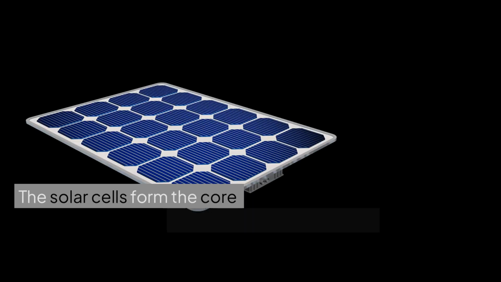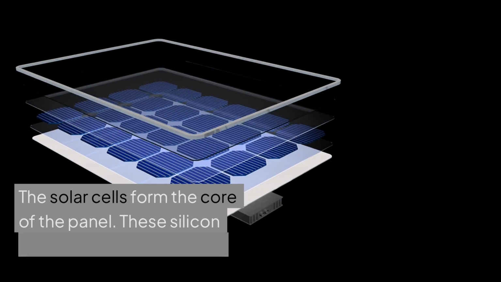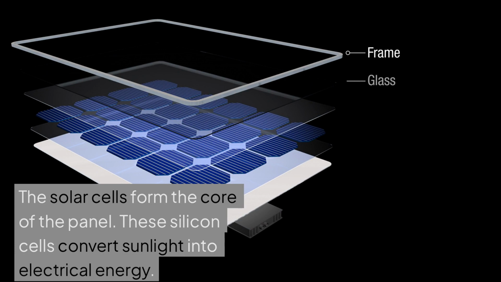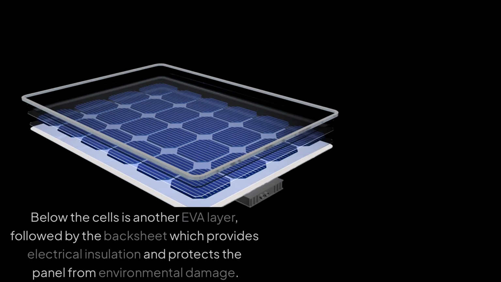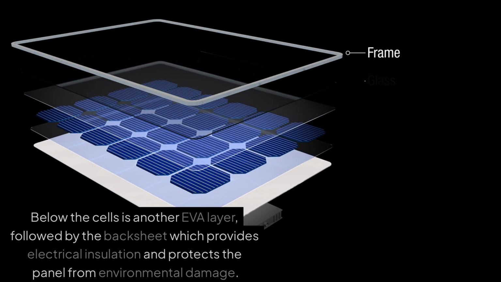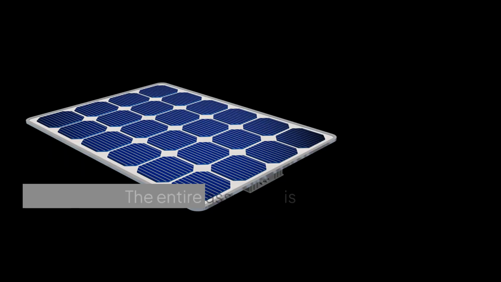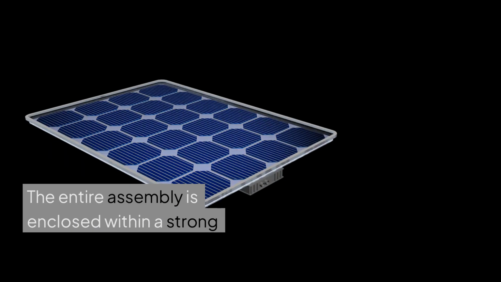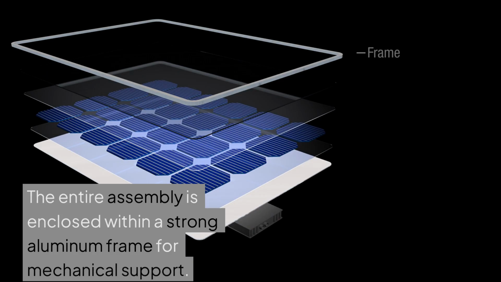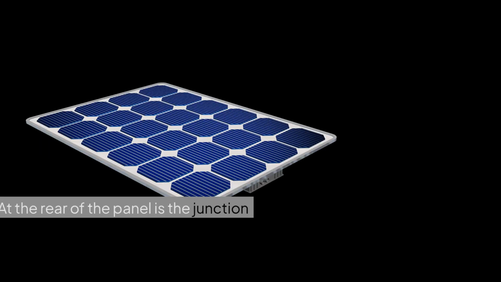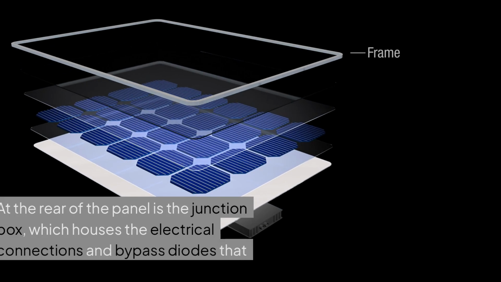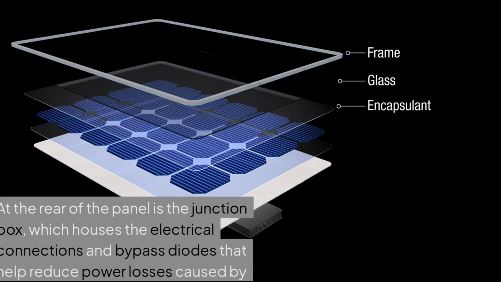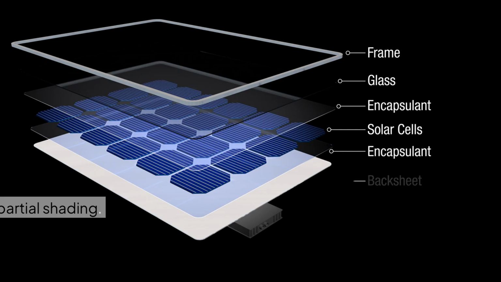The solar cells form the core of the panel. These silicon cells convert sunlight into electrical energy. Below the cells is another EVA layer, followed by the backsheet, which provides electrical insulation and protects the panel from environmental damage. The entire assembly is enclosed within a strong aluminum frame for mechanical support. At the rear of the panel is the junction box, which houses the electrical connections and bypass diodes that help reduce power losses caused by partial shading.